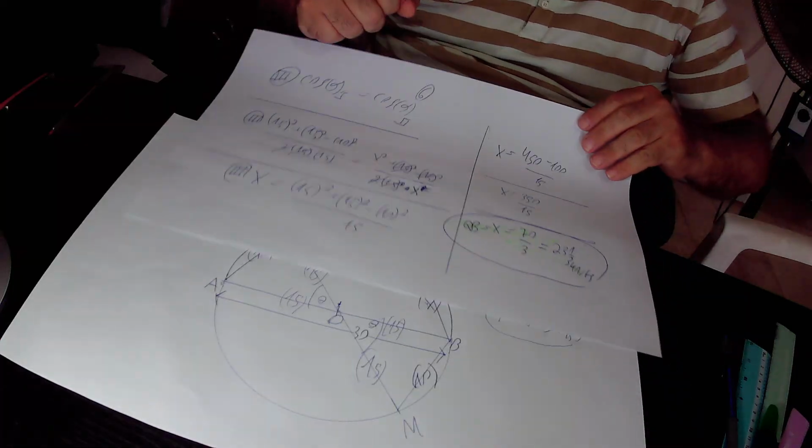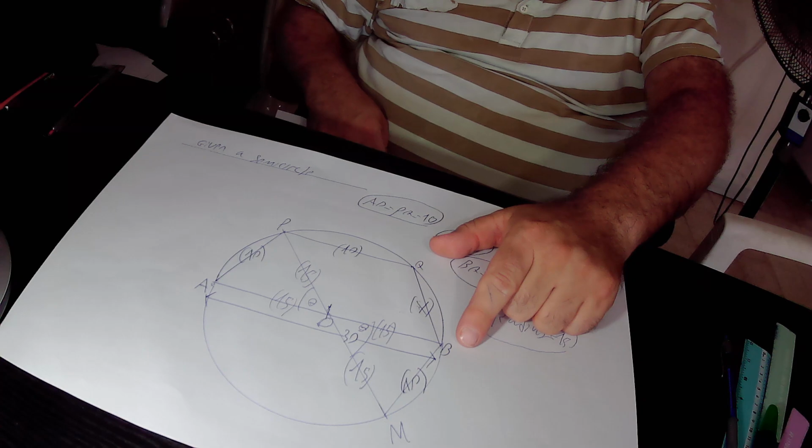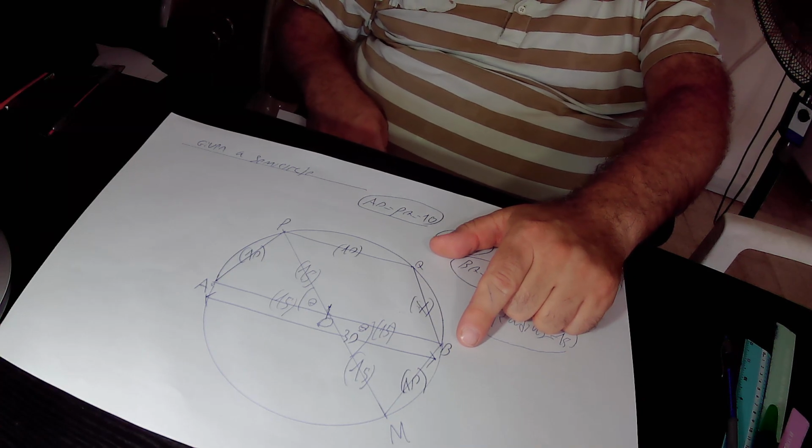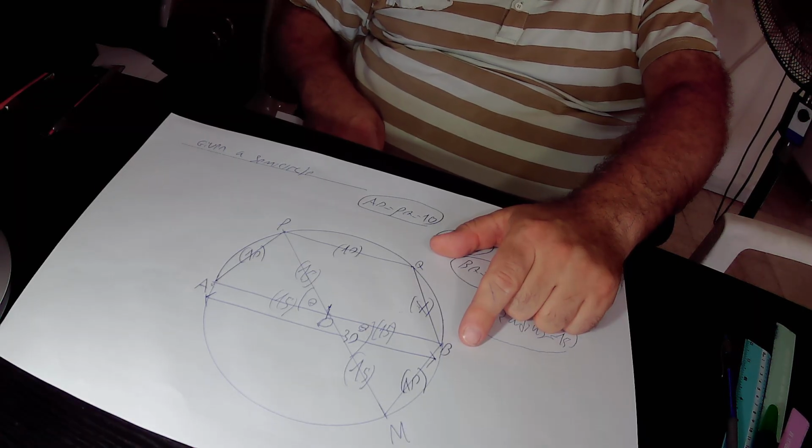I repeat again, we found out that the length of this line segment QB, that is equal to x, is equal to either 70 over 3 units in length, or in terms of numbers, 23 and 1/3 units in length.